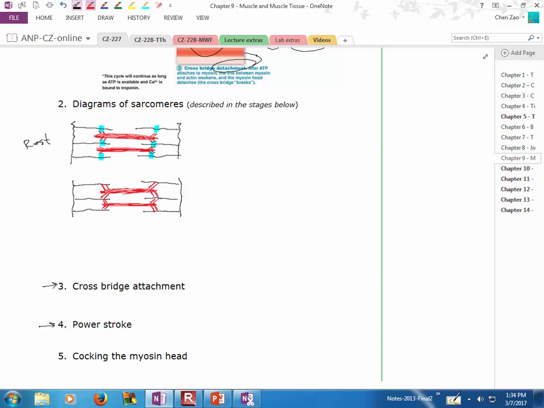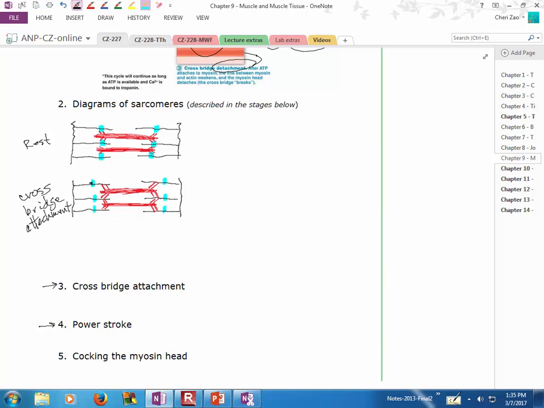So the second one here is cross-bridge attachment. And I no longer show tropomyosin in this picture because it's essentially out of the way. So if you wanted to show it still in your picture, you could put it out of the way, off to the side. Move it out of the way. And the only reason it's moved out of the way is because calcium is present.